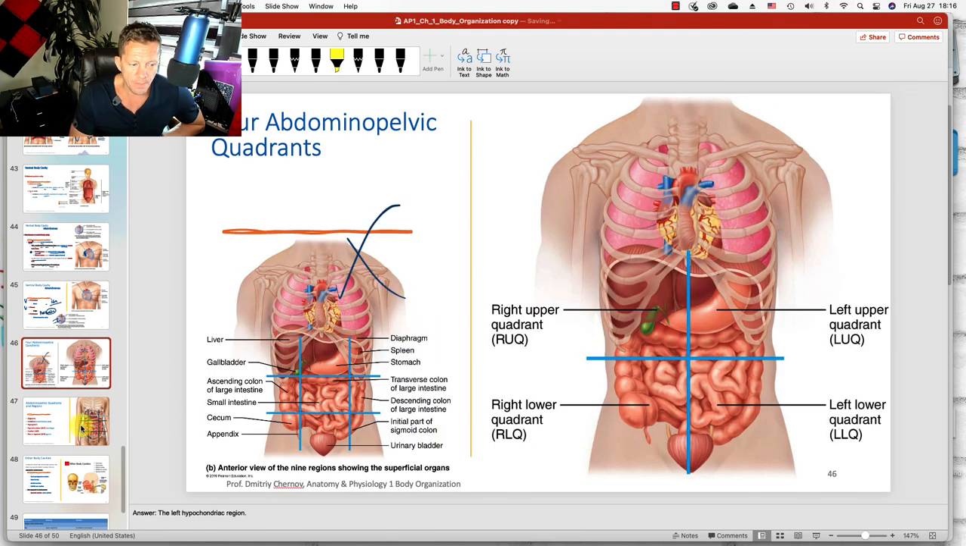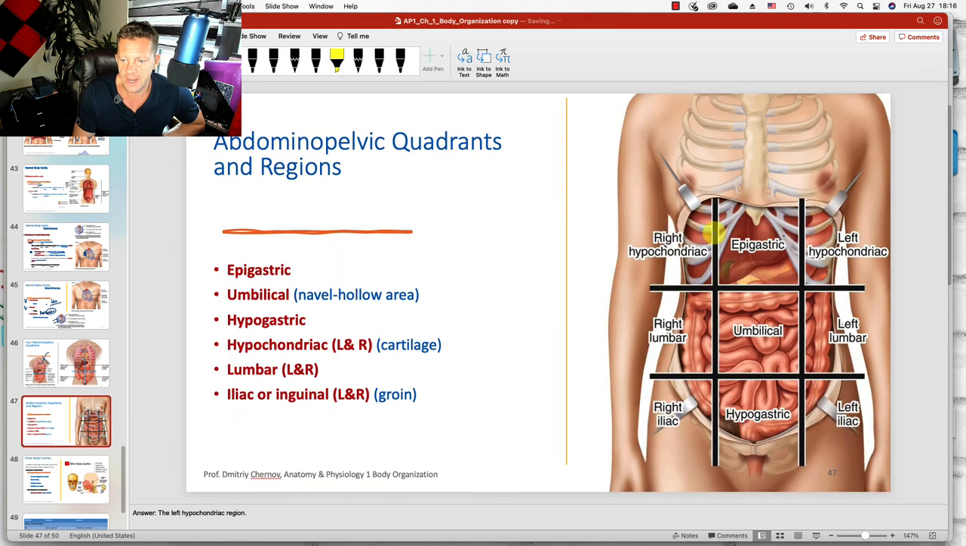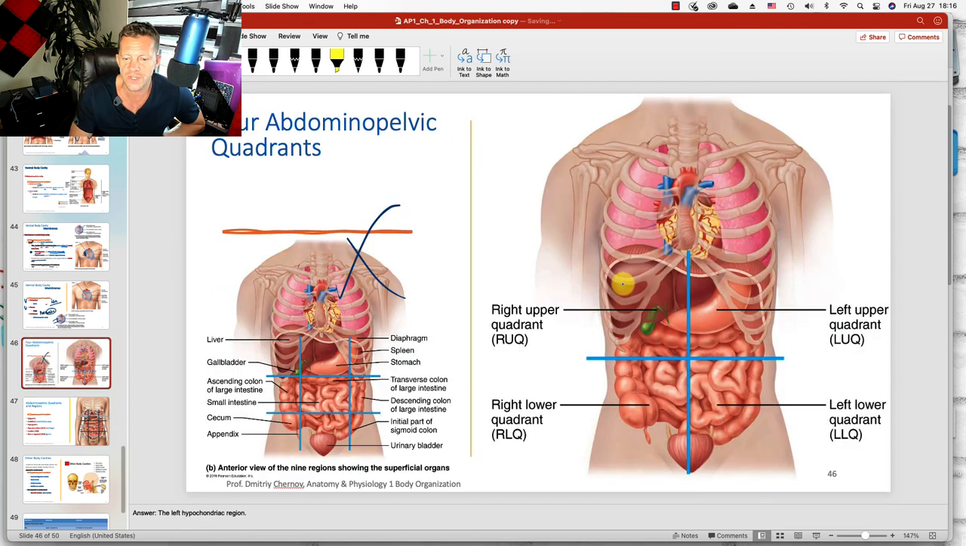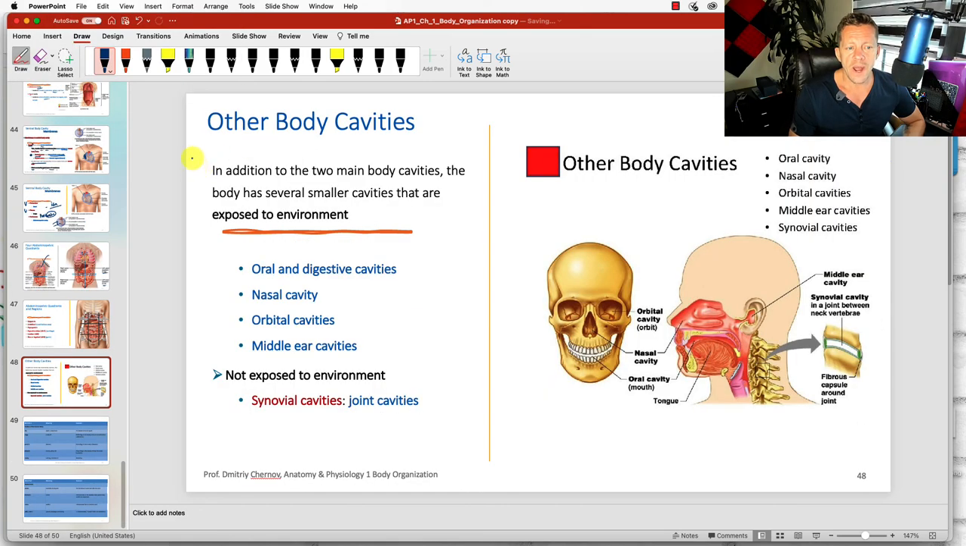This you do not need to know. There are like nine parts, right? Like this, nine quadrants. All you need to know is four quadrants, and it's pretty simple: upper left, upper right, lower left, and lower right quadrant. That's all.